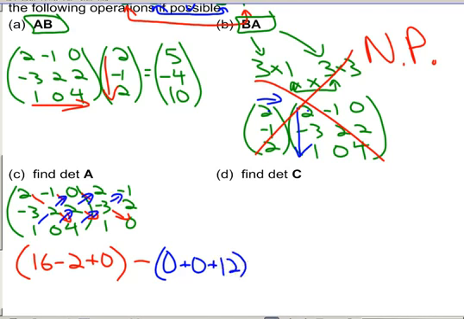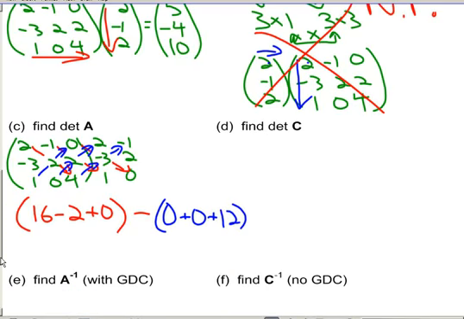Put those together, and we're going to have 14 minus 12, or a determinant of 2, which tells us that A is an invertible matrix. You can do a little proof to show that this method works for the general matrix ABC, DEF, GHK that's given in your formula booklet. Determinant of C. All right, C is a 2 by 2.